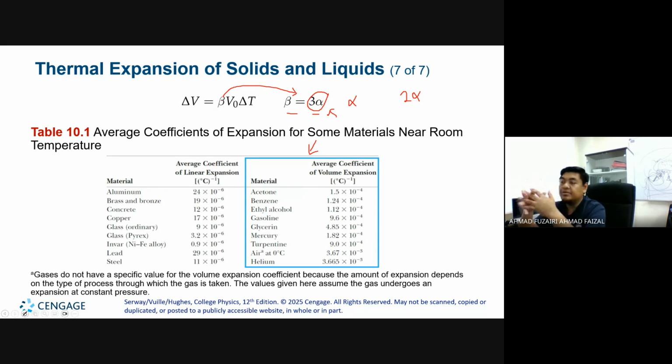As I said to you, volume dia boleh jadi dua, sama ada area alpha akan kali 3, ataupun volume of the fluid akan expand juga bersama-sama, when you give a thermal expansion. So with that, kita settle untuk chapter 10, the stability sampai thermal expansion.